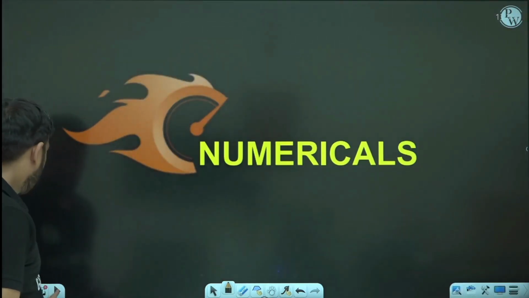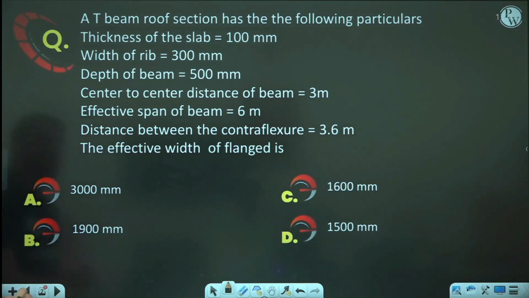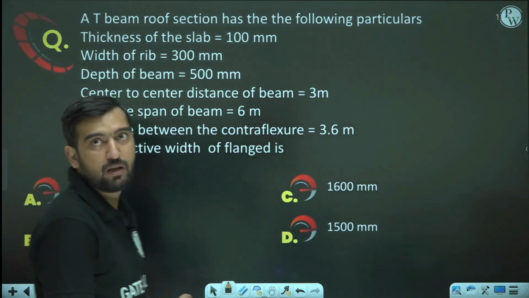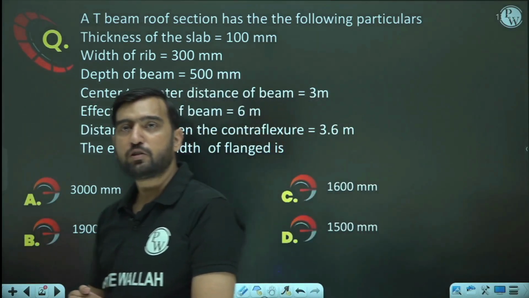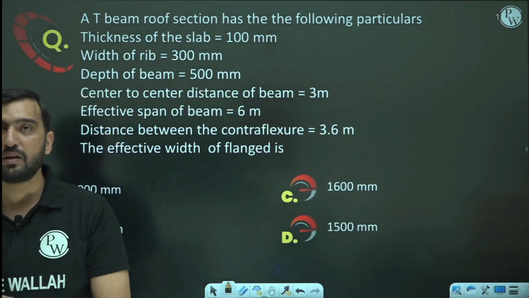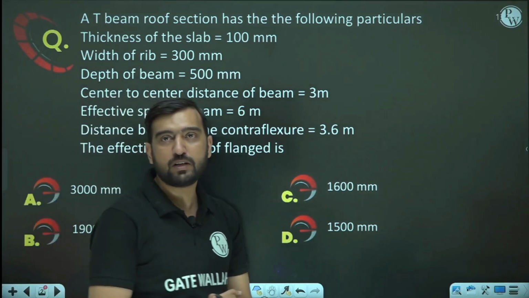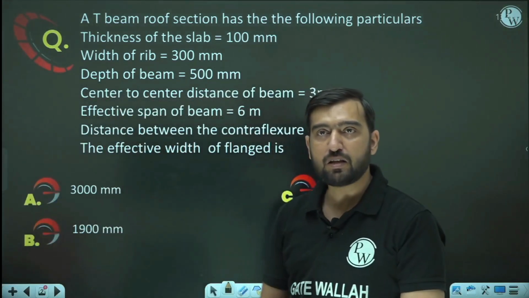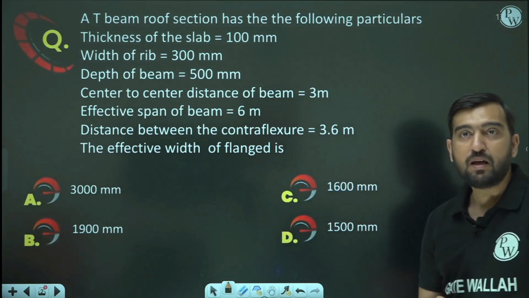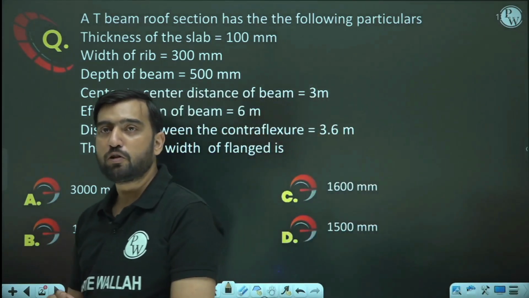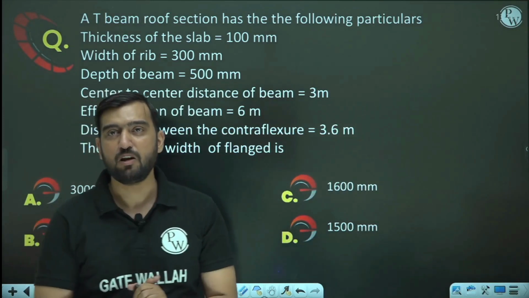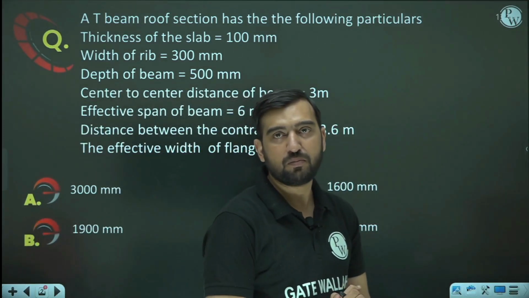Here is the first numerical. A T-beam roof section has the following particulars. Thickness of the slab is given as 100 mm. Width of the web, or you can say rib, is 300 mm. Depth of the beam is 500 mm. And center to center distance of beam is 3 meter. Effective span of the beam is 6 meter. And distance between the points of contraflexure, which you can say is L0, is given to you as 3.6 meter.